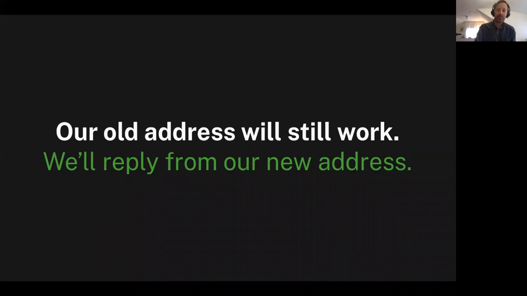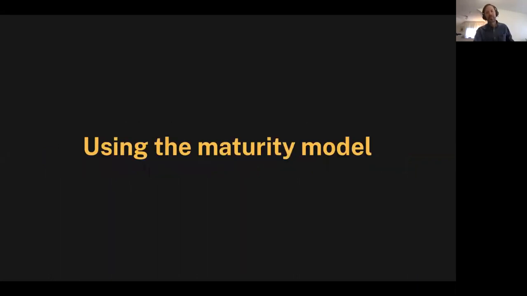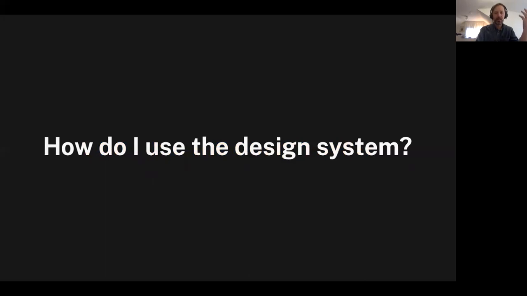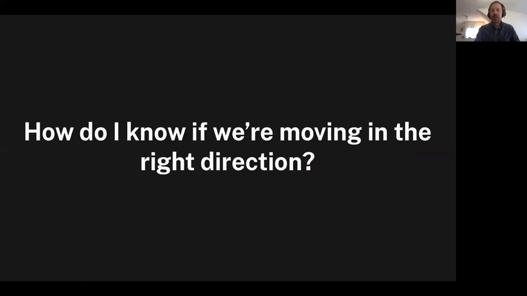For the rest of this time, we're going to spend looking again at the design system maturity model that we introduced at the end of 2019, last month, and talk a little bit about using the maturity model, how it's intended to be used, how it can best be used, and how to assess your usage of it. To think about using the maturity model is to think about asking questions. It answers the question, how do I use the design system? It helps answer the question, how do I know if we as a team are moving in the right direction with our design and development?